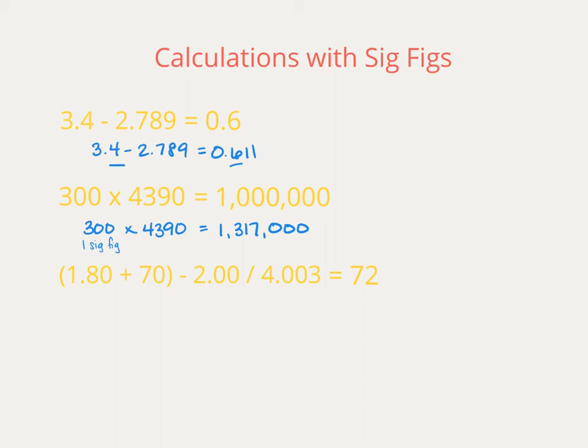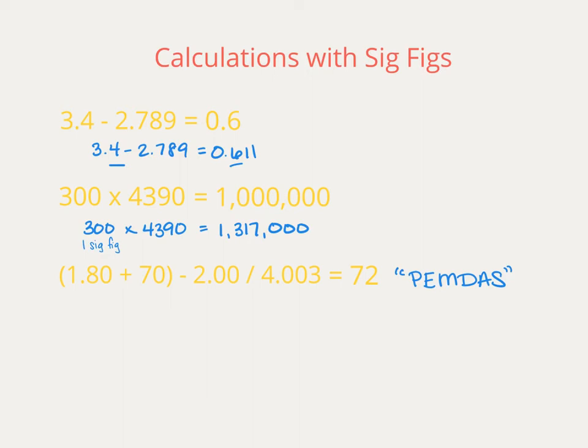Our final example actually has a combination of methods. We have addition, subtraction, and division. So which rule do we follow? Well, we kind of have to take this step by step and follow our order of operations. Remember, please excuse my dear Aunt Sally. Parentheses, exponent, multiply, divide, add, and subtract.